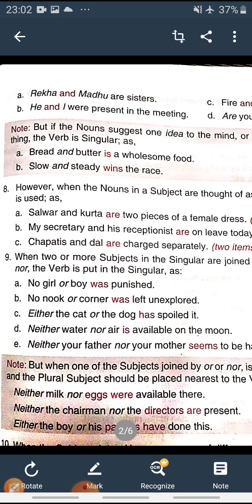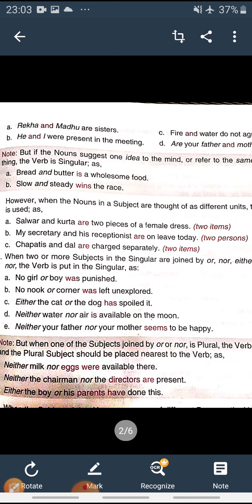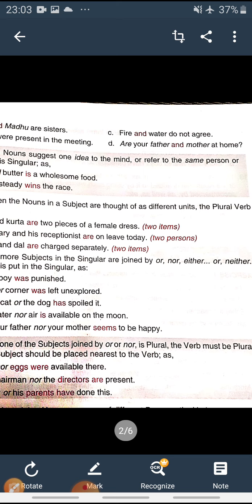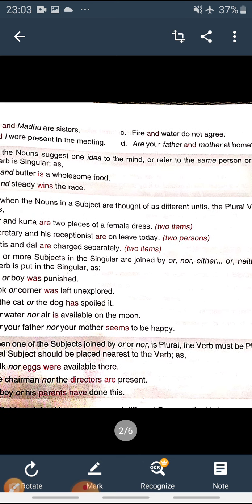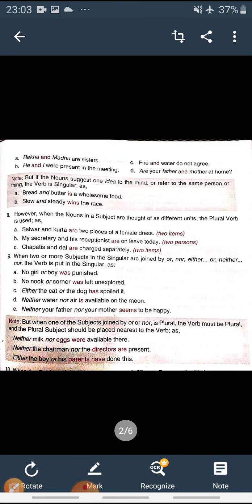Otherwise, if there are two singular nouns or pronouns joined by and, we use a plural verb. Now see the eighth point. When the nouns in a subject are thought of as different units, suppose one is singular and the other one is plural, the plural verb is used.